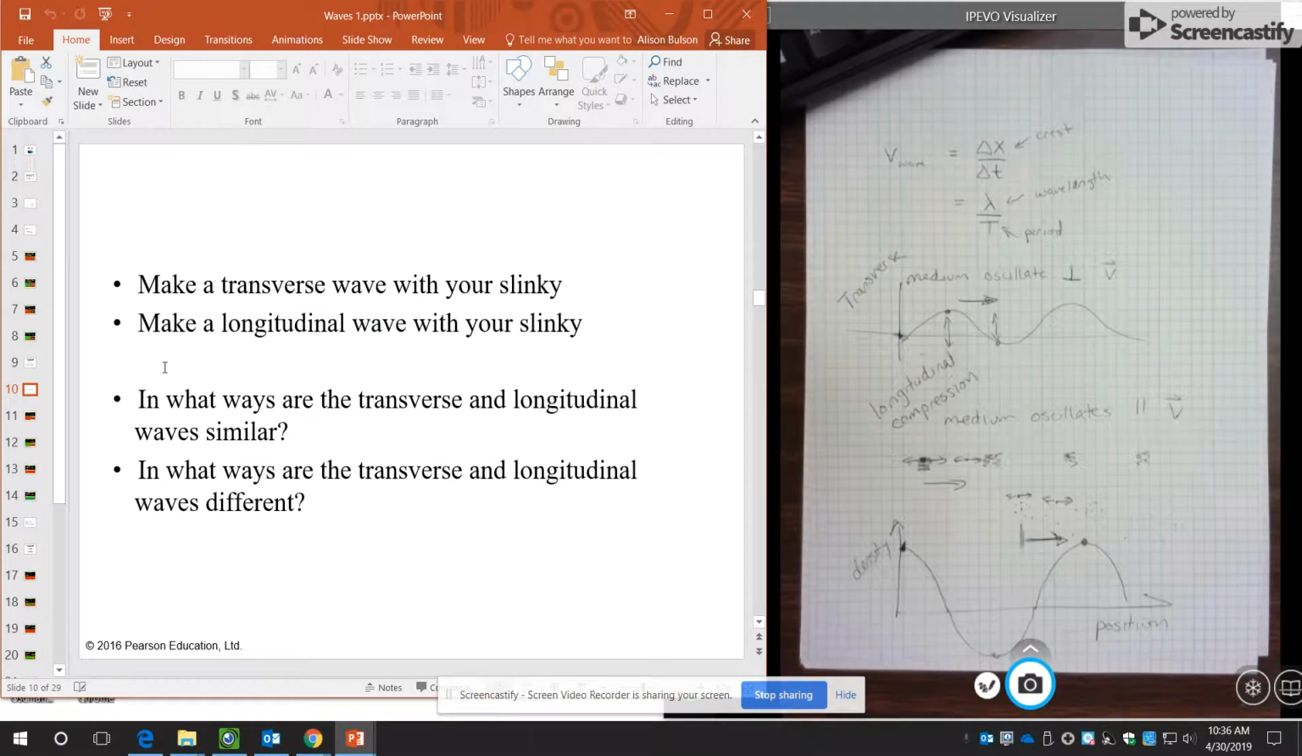So in a classroom lecture, I would then have a slinky and ask you to make a transverse wave and a longitudinal wave with the slinky, but obviously that's not happening here. I will say though that in the module for waves, I've posted some simulations that you can mess around with for waves that may be quite useful.